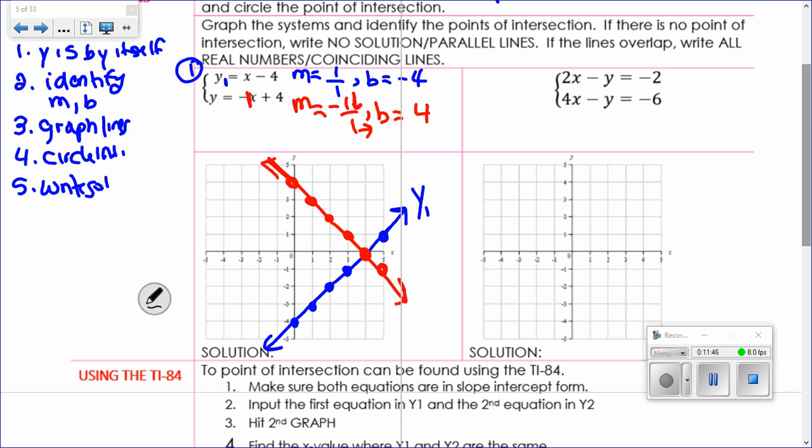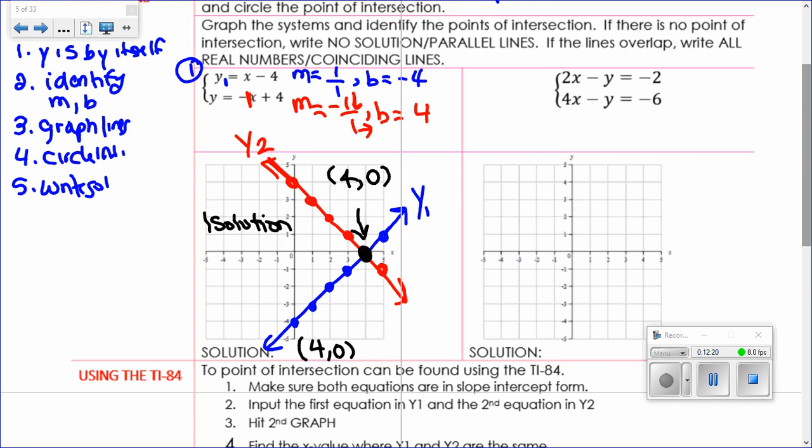So I'm going to darken the circle and point out this point. It's right 4, 0. All right, so my solution is 4, 0. There is one solution here, one intersection. These are not parallel lines, and I'm going to label my equation.